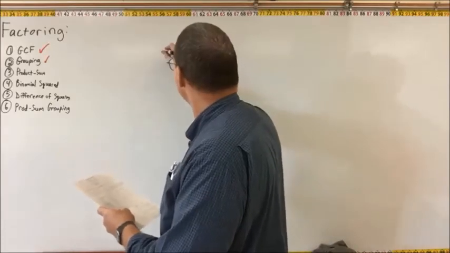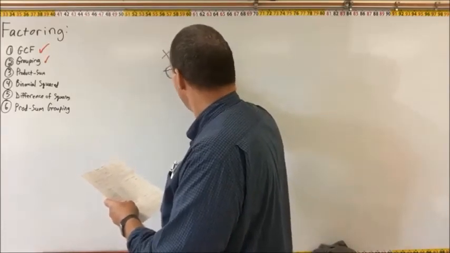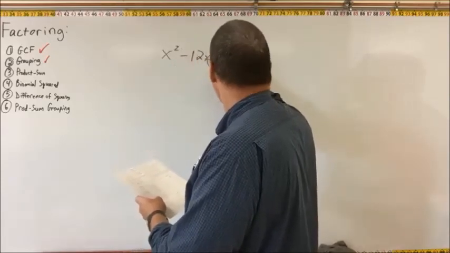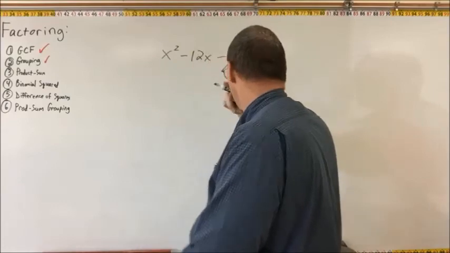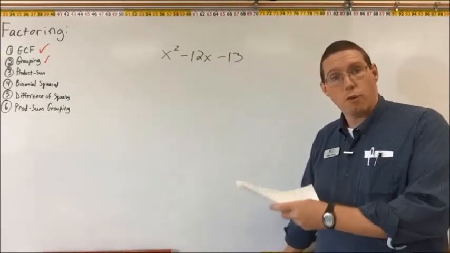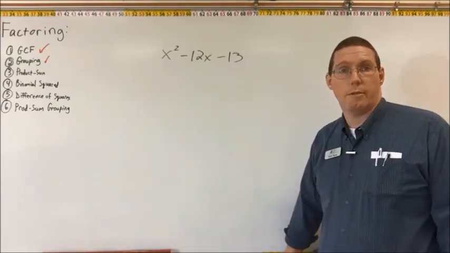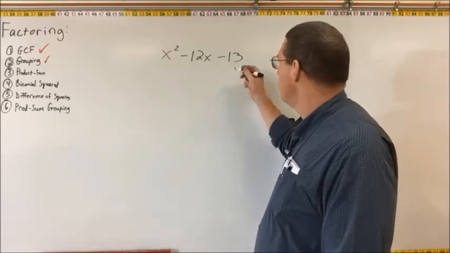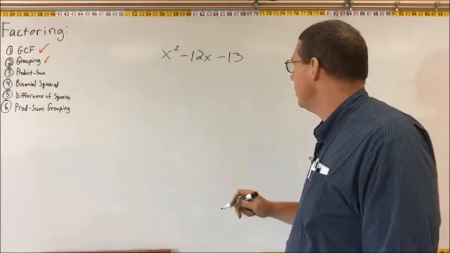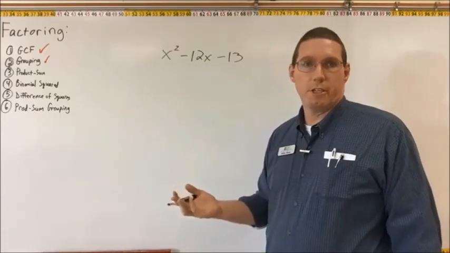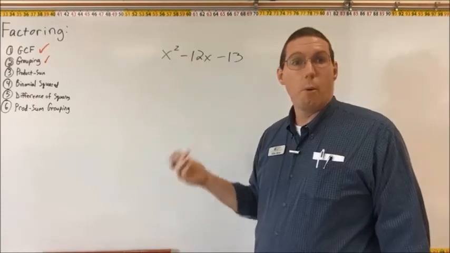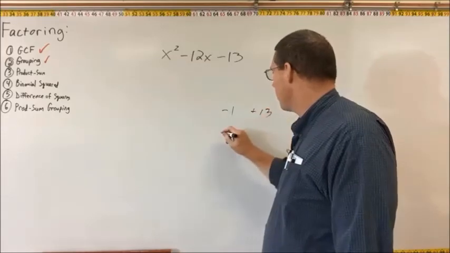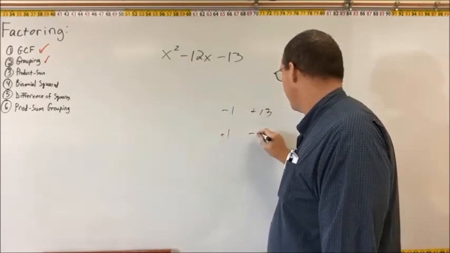All right, let's try x squared minus 12x minus 13. Okay, why don't you pause the video, try this on your own, and then we'll go over it. All right, so hopefully you had a chance to try this out. We're looking for two numbers that multiply to negative 13. Well, the only thing that multiplies to 13 is 1 and 13, right? But one of them has to be negative. So it's either negative 1 and positive 13, or it's positive 1 and negative 13.